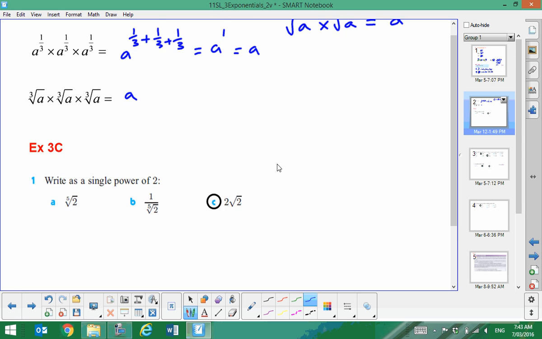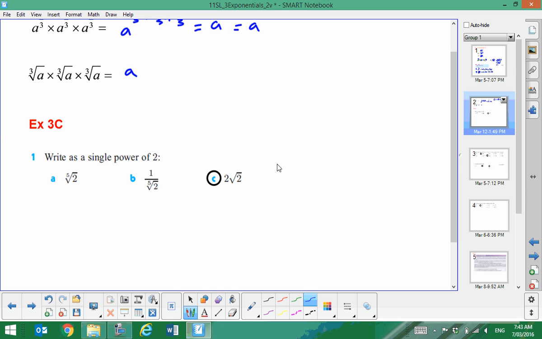So let's run through just a couple of examples here. In 3C, question 1, you want to write this as a single power of 2. So let's do part C of this. So this is the same as 2 to the 1 times 2 to the half. If we want a single power of 2, then we're putting 1 and a half together to make 1 and a half. And we usually write that as improper fractions. So you're going to have to get used to fractions again. Hopefully you're good at them. If not, you need to practice so that you are good at these.